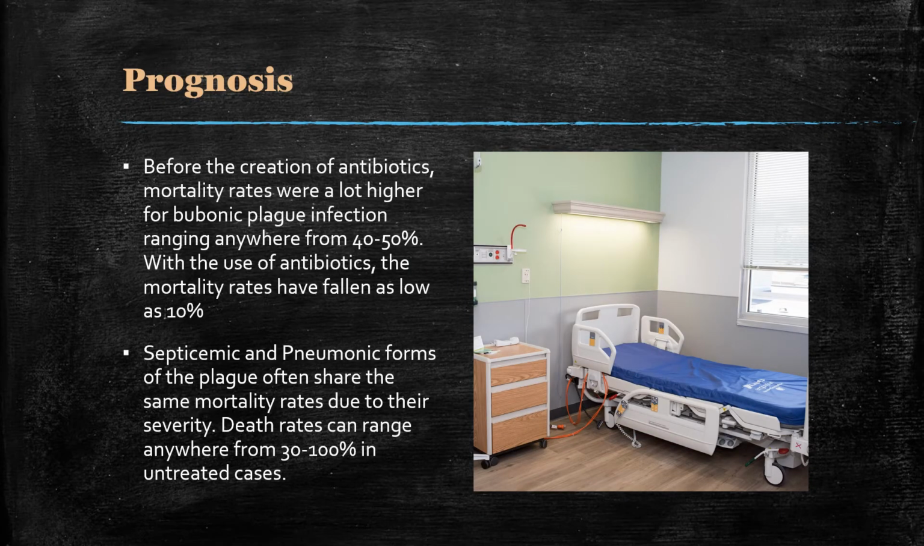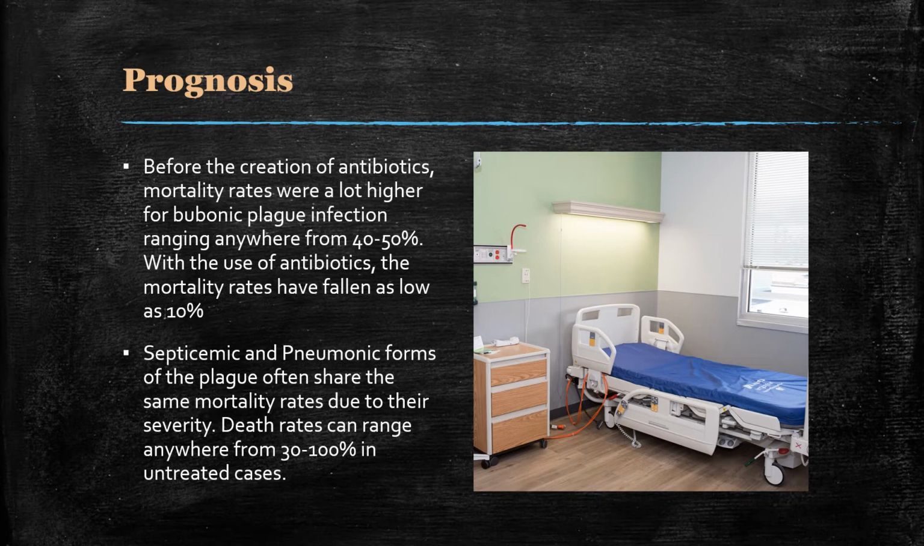Before the antibiotic era, a lot of Yersinia pestis infections were decided with the flip of a coin. A lot of people didn't know the causative agent of this plague, and a lot of the time it was just supportive care and just prayer. But now, with the use of antibiotics, mortality rates have fallen as low as 10 to 11%, with septicemic and pneumonic forms still being highly dangerous and should still be rapidly diagnosed and rapidly treated because of their infectious pathways.